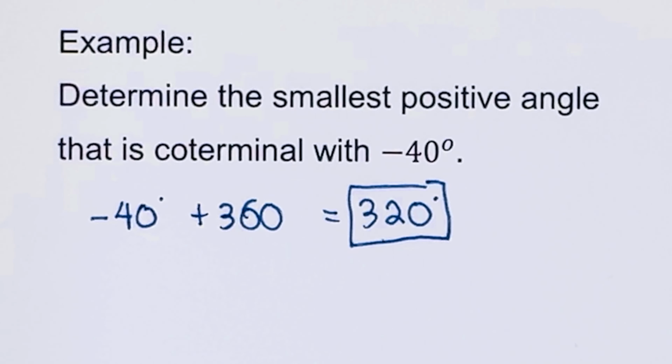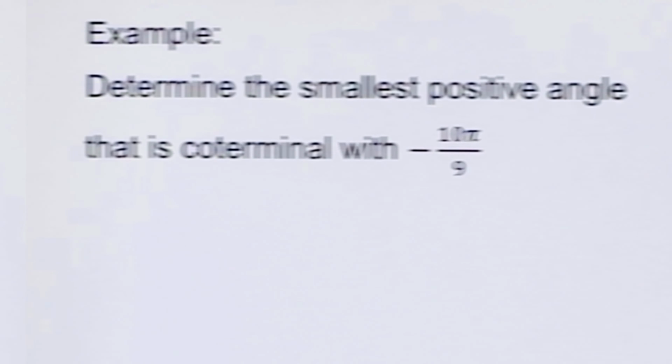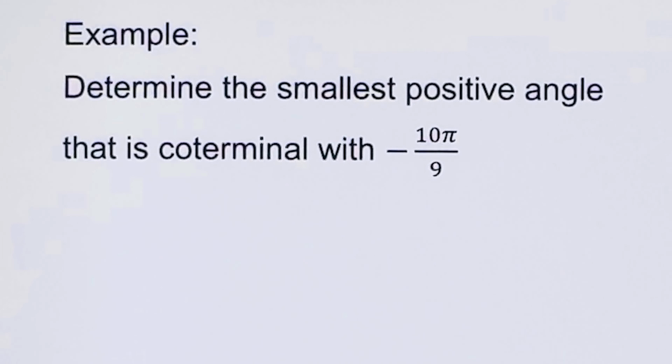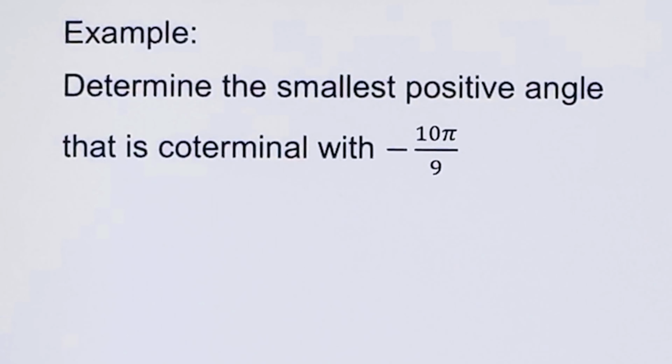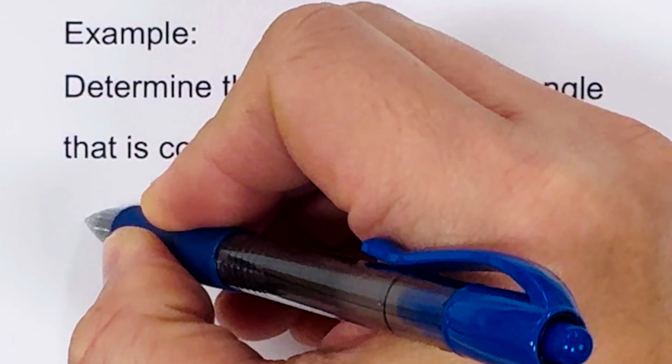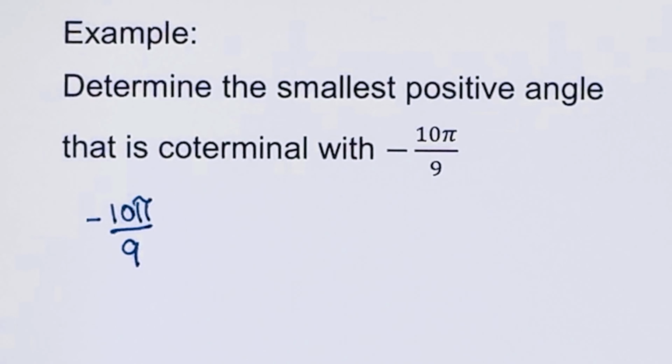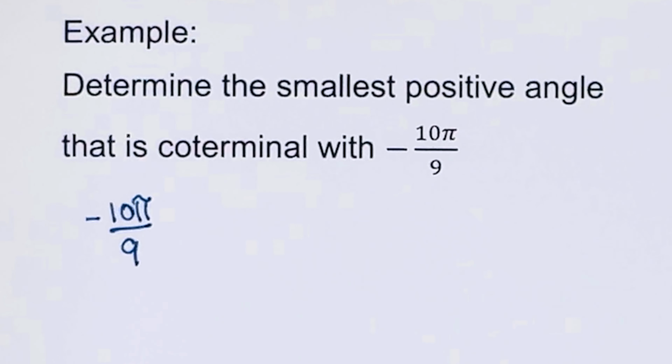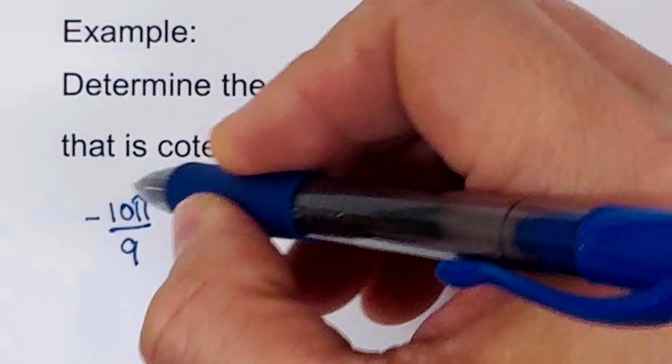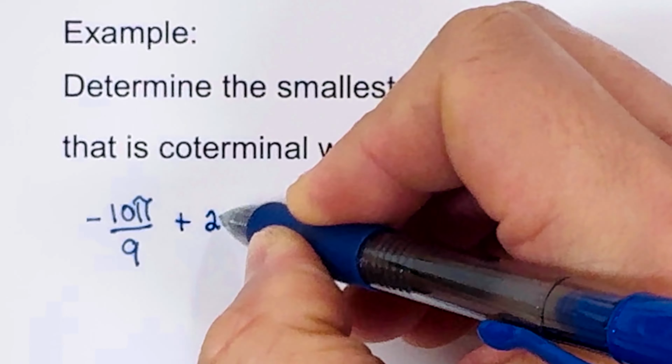Now let's have another example. In this problem right here, we're supposed to find the smallest positive angle that is coterminal with negative 10 pi over 9. So I go ahead and write this one down here. Since we want the smallest positive, again to get the coterminal, we either add or subtract 2 pi since this is in radian. Since we want the smallest positive angle, I'm going to add 2 pi to this.